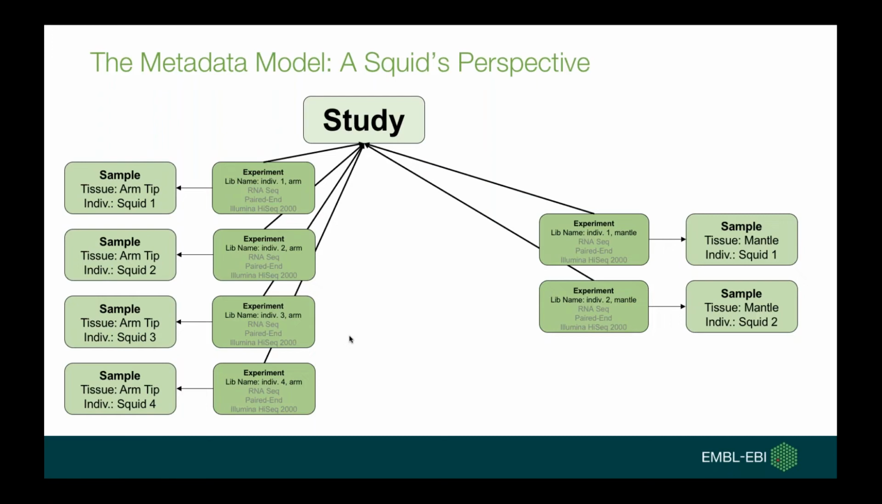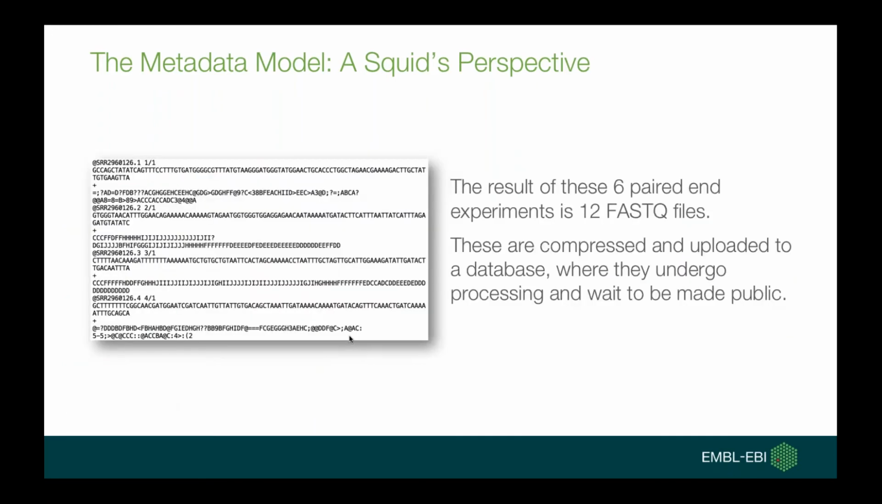And the end result of having done all this sequencing work is FASTQ files. We did 6 paired end experiments here, so we end up with 12 FASTQ files. And so the researchers compress these, they upload them to the database, and they undergo some processing, which we do, and the files, once they've been accepted, are then there waiting to be made public. And what you're looking at here is a FASTQ file, and this is actually the same FASTQ file we looked at earlier, and hopefully you'll agree that it's a bit more interesting now that we've established some metadata facts about it.